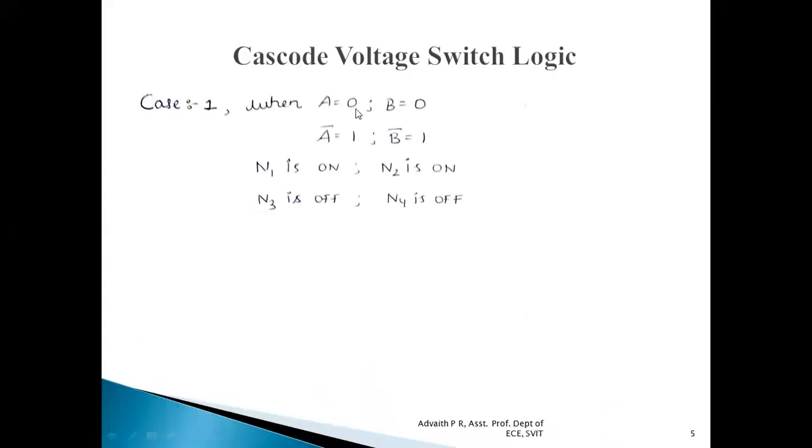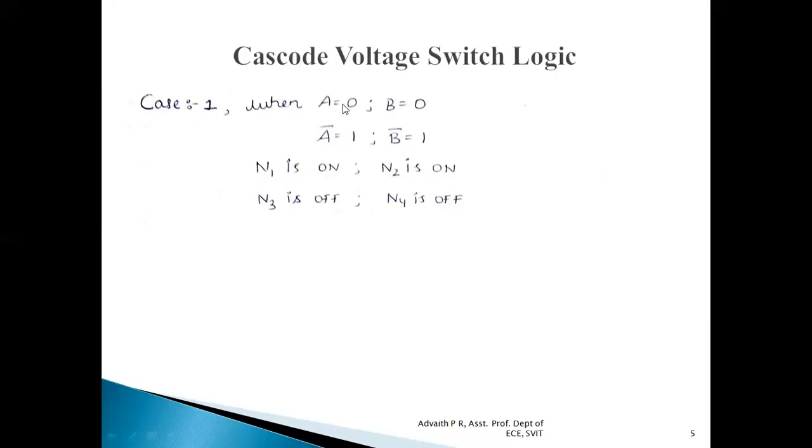When A is equal to 0 and B is equal to 0, A bar will be equal to 1 and B bar is equal to 1. As we have already discussed in all our previous lecture videos, when the gate of a PMOS transistor is low, the PMOS transistor turns on. When the gate of an NMOS transistor is high, the NMOS transistor turns on. Turning on is nothing but establishing a connection between the source and the drain terminal of the MOSFET.